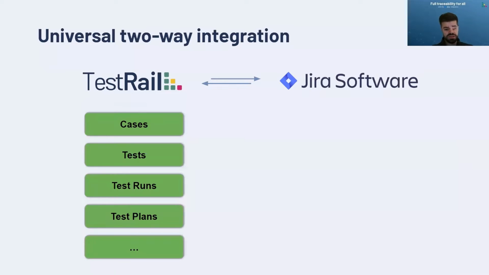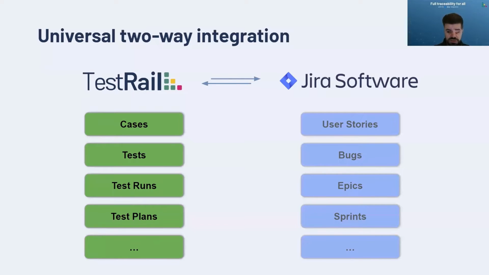Then, how does this work? Just going a little bit more into detail, because this is usually one thing people don't understand at first. TestRail manages testing entities. So we manage cases, we manage tests. Cases are what people call test cases, and tests are when you are actually executing a test case, so it has an aggregated result. It also manages test runs, test plans, milestones, all sorts of testing entities. While on the Jira side, what you can find are user stories, bugs, epics, sprints, any kind of entities from Jira.